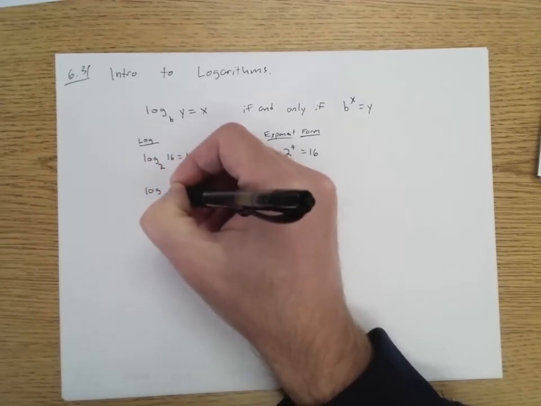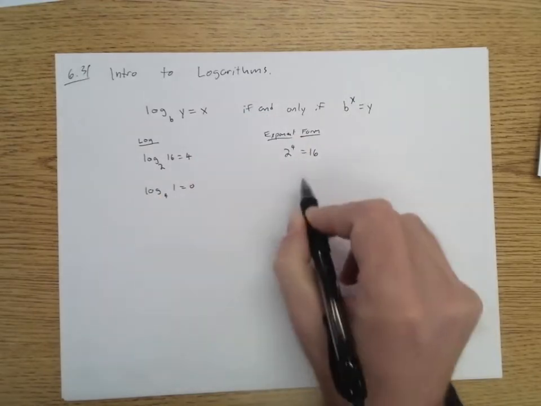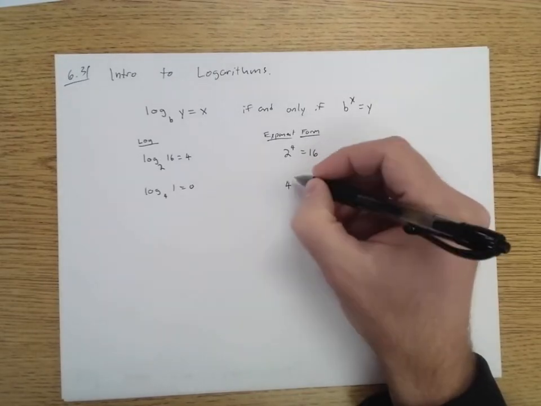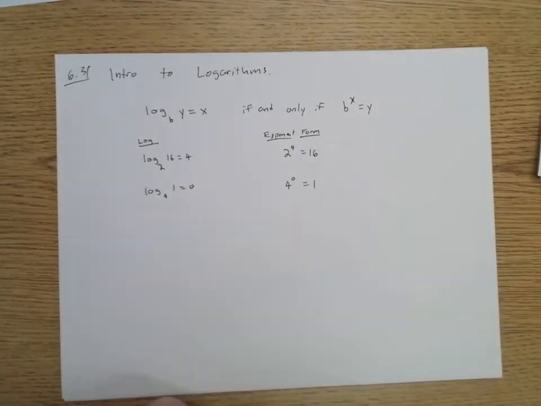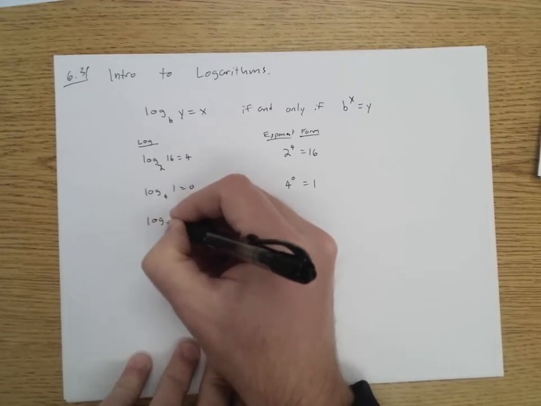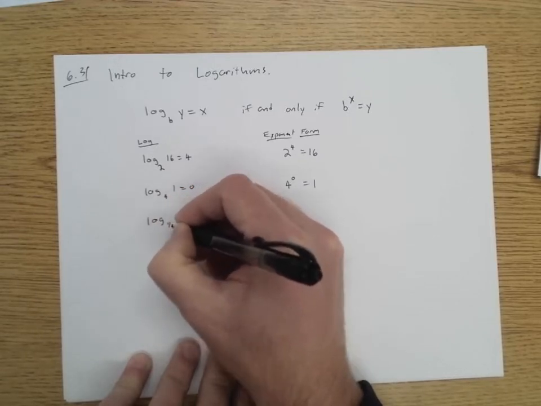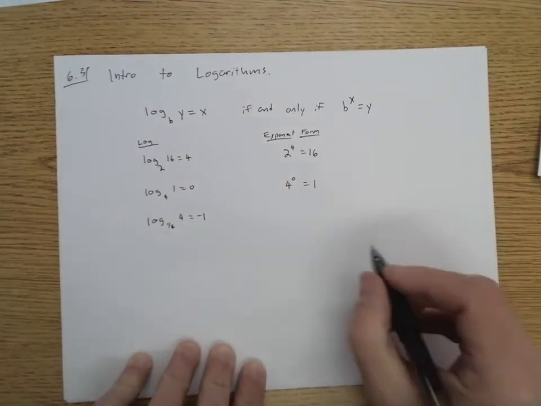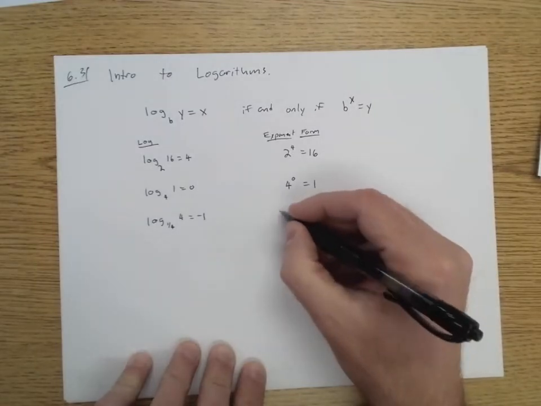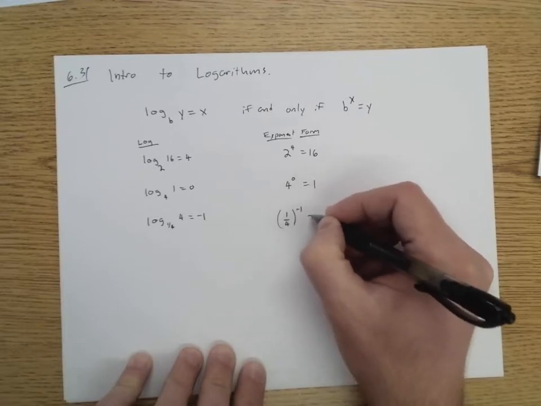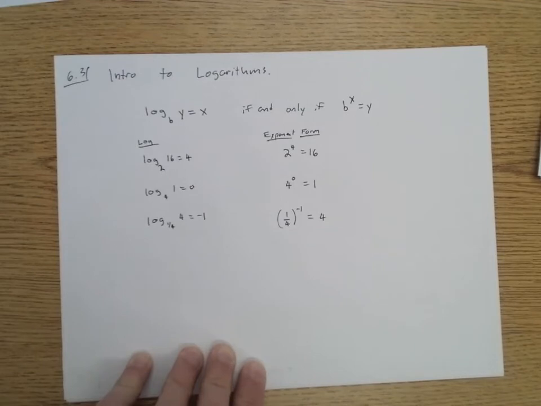So try this one on your own. Log base 4 of 1 equals 0. Rewrite that into exponent form. 4 to the power of 0 equals 1. Last one, log base 1/4 of 4 equals -1. When we rewrite that, the base is 1/4. So it's 1/4 to the power of -1 equals 4.